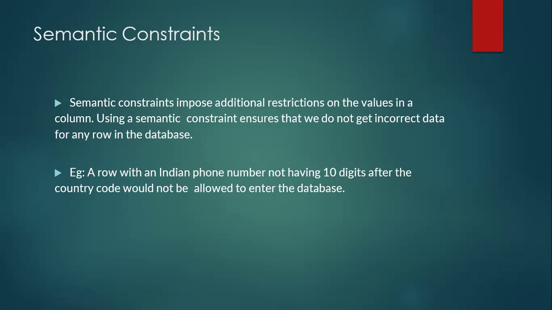So let's read this example. A row with an Indian phone number not having 10 digits after the country code would not be allowed to enter the database. We know an Indian number has only 10 digits after the country code. If we get a number which has more than 10 digits, it will not be allowed to enter our database, because we are using a semantic constraint. Clear? Yes, sir.